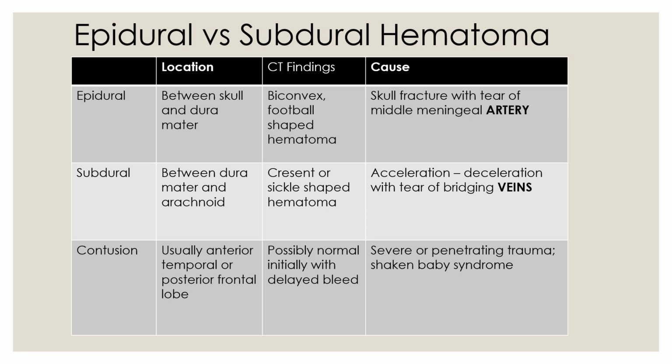And then contusions are usually in the anterior temporal or posterior frontal lobes, and they may not be apparent on initial CT because the bleeding can be slow and delayed. They can be caused by severe trauma. They are characteristic of shaken baby syndrome, as is diffuse axonal injury, which can occur with shaken baby syndrome.